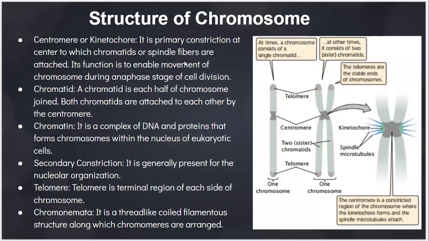So centromere, middle, primary constriction; secondary constriction somewhere away from the primary constriction. Chromatid is nothing but these two parts of the chromosome. Chromatin is the actual material of the chromosome, which is a combination of DNA and proteins. Telomere is the end part of the chromosome, the terminal region. T for telomere, T for terminal region. And chromonemata is the spirally coiled thread-like filamentous structures which make up the chromatin.